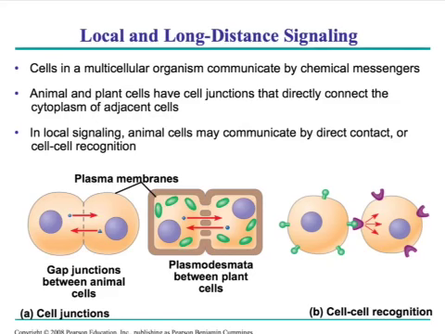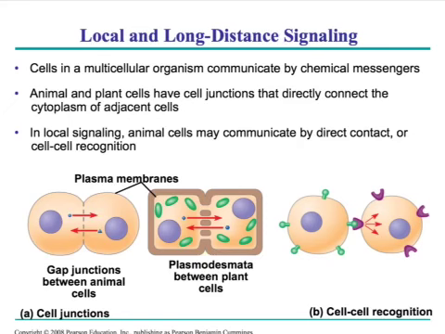For animal cells and for plant cells, they have a special feature called cell junctions that allow the cytoplasm of cell A to be in direct contact with the cytoplasm of cell B. That way, any messengers that they're making can literally just diffuse from cell B into cell A or from cell A into cell B. In an animal cell, that feature is called a gap junction. In a plant cell, that feature is called a plasmodesmata. But again, it's just a direct connection of the cytoplasm between two adjacent cells.